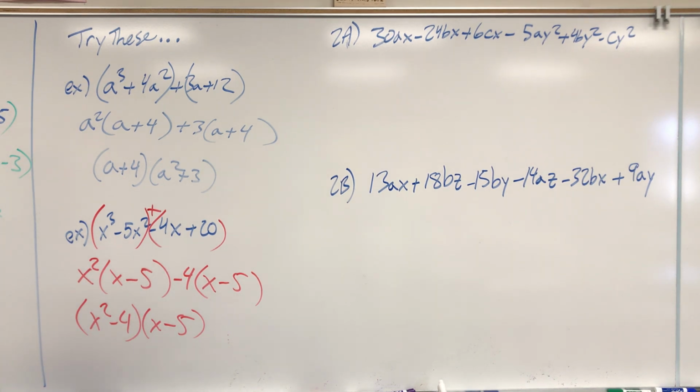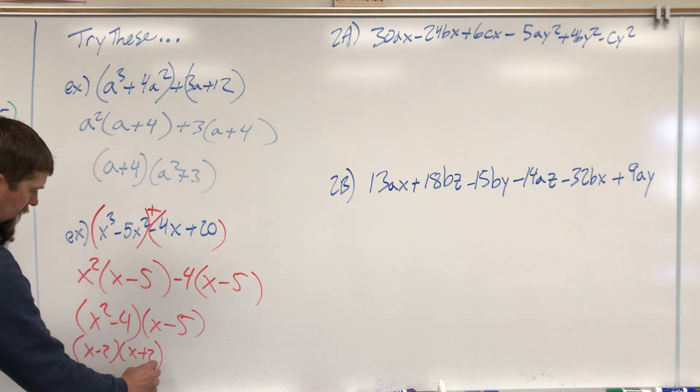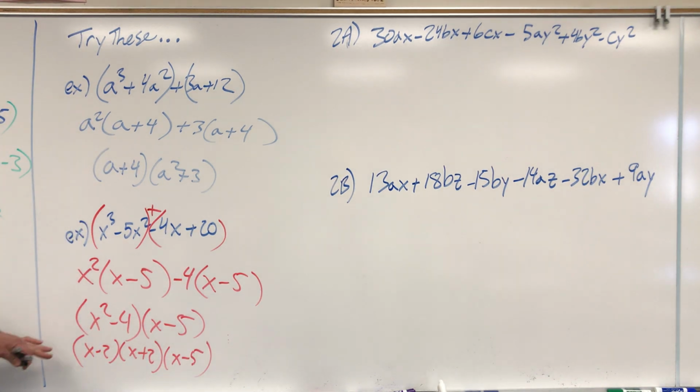But then you should be able to see that this is a difference of two squares. So you actually could factor this further, which is x minus 2, x plus 2, and then an x minus 5 with it. So this is actually factored form. This is what you should have got by factoring by grouping, but then continued on by differences of two squares.